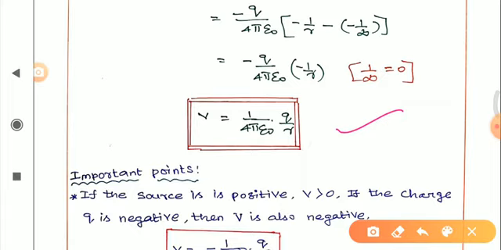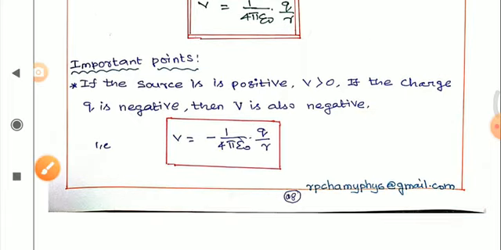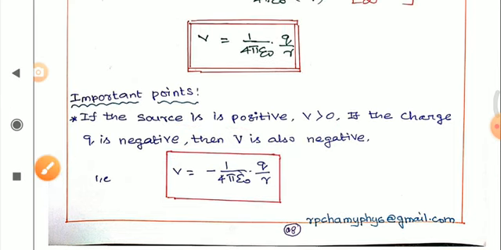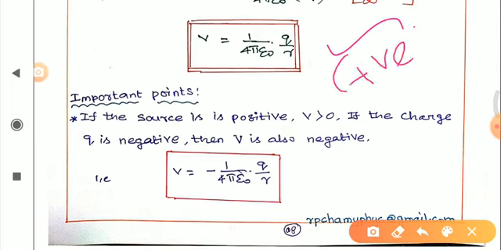Then the important points from this topic: if the source charge is positive, the potential is always greater than 0. If the charge is negative, then v is also negative. So for positive charge, the potential is positive. That is given by 1 by 4 pi epsilon naught into q by r. This is for positive charge. Suppose the source charge is taken as negative, minus q, then v is equal to minus 1 by 4 pi epsilon naught into q by r. So this is the formula for negative charge.